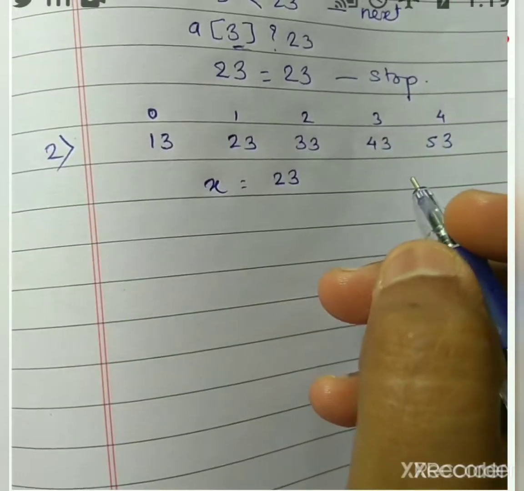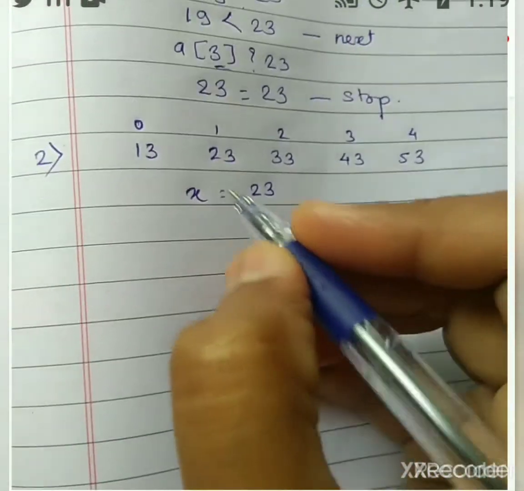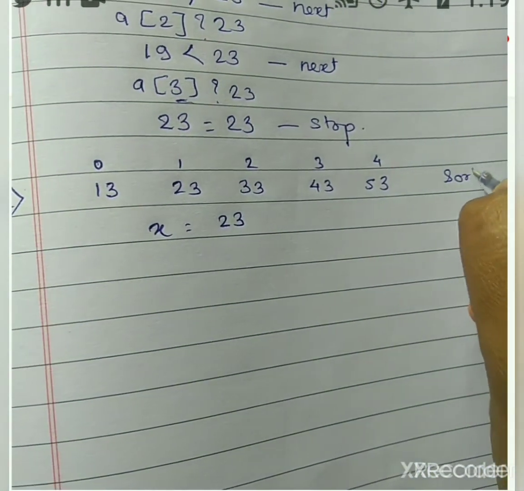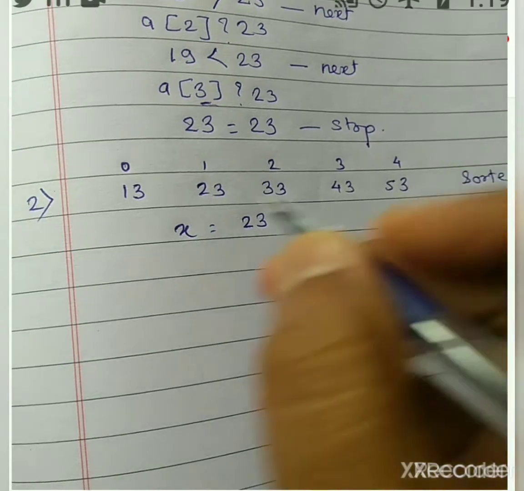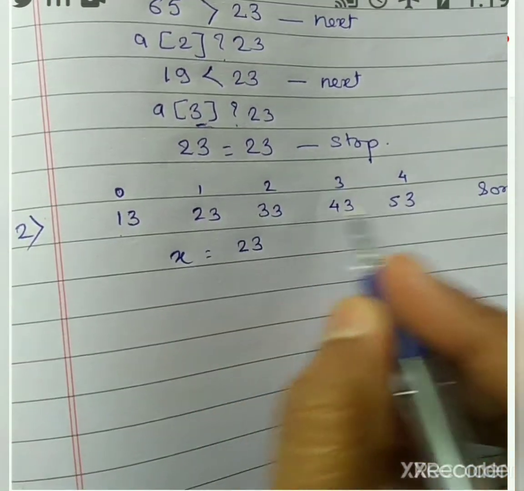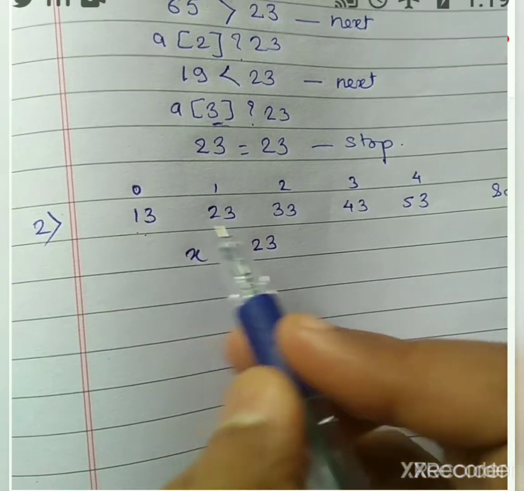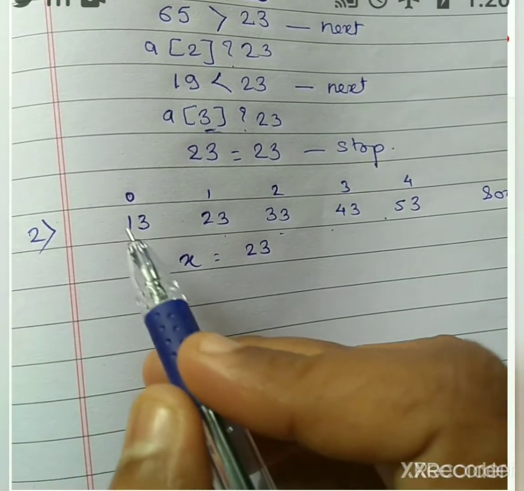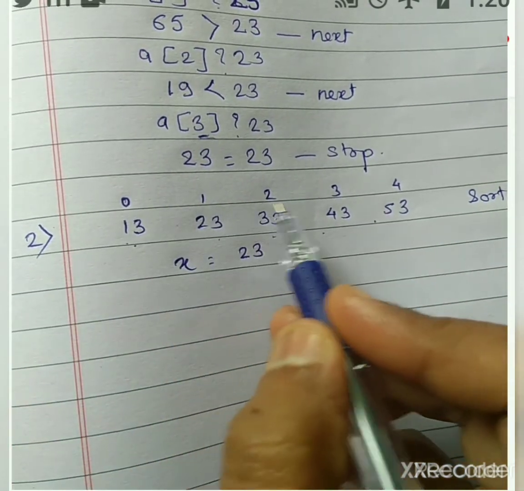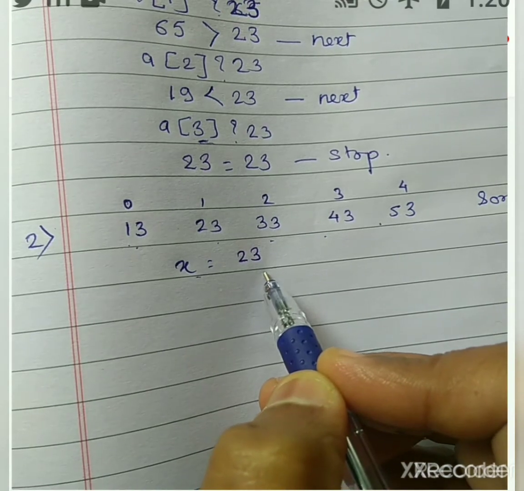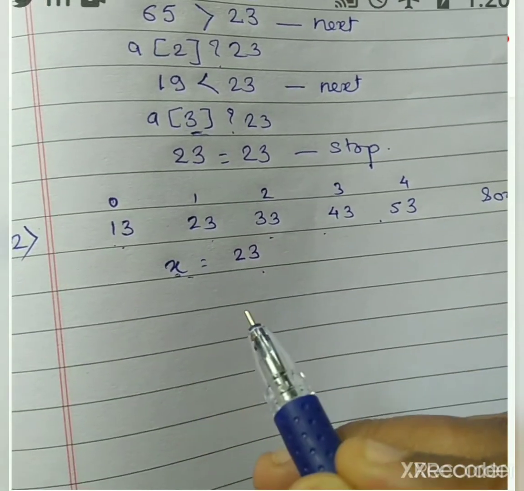Okay, now we will go for the second example. Here I have taken a sorted list of elements. We have to find the same number 23. There are 5 elements in the list: 13, 23, 33, 43, 53. All these are sorted elements. So positions are 0, 1, 2, 3 and 4. We have to find the element 23, so the element to be searched is x.